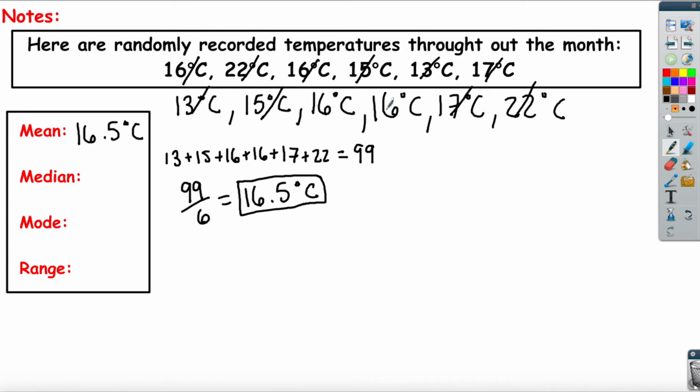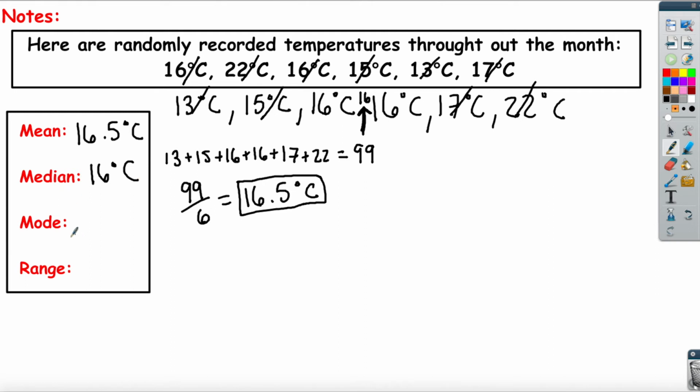Notice you go to cross both of these out and then you wouldn't have any numbers left. Whenever you have an even amount of numbers, you then need to find the middle by averaging the two in the middle. So I want to know what's exactly halfway between 16 and 16. Well, 16 and 16, there's 0 difference there. So 16 would be in the middle of 16 and 16. So therefore, our median value is 16 degrees.